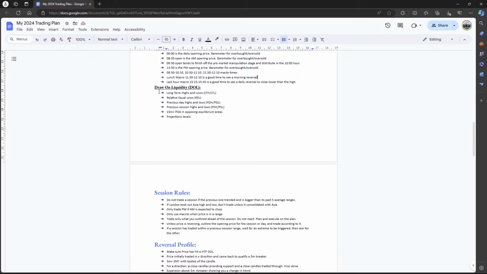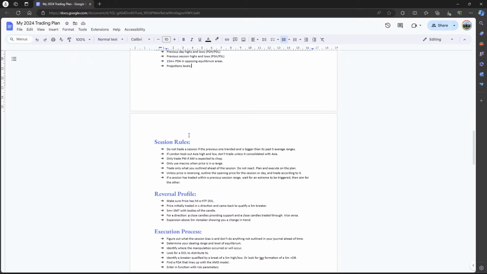And I have the draw on liquidity: long-term highs and lows, that's basically spaced out highs on multiple time frames, also called old highs and lows. Relative equal lows or highs, previous day highs and lows, previous session highs and lows, 15-minute bullish PD arrays in opposing equilibrium areas, or vice versa, and projection levels, which I don't use so often, but it's something that I look at sometimes.